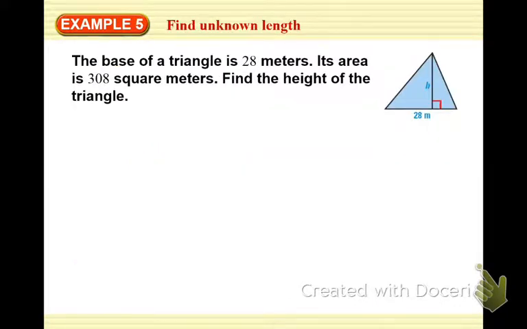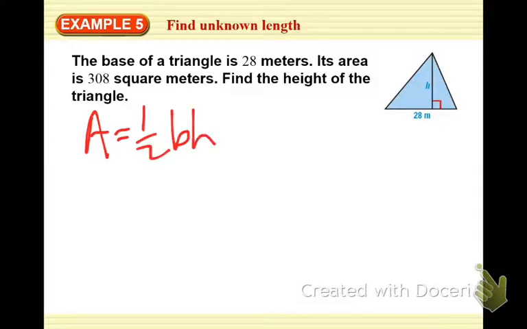The base of a triangle is 28 meters. Its area is 308 square meters. Find the height of the triangle. The whole key here is writing the formula. What's the formula for area of a triangle? Brandon? Base times height. Yeah, that's a rectangle. Triangle would be, go ahead. Yeah, it's 1/2 base times height. Area equals 1/2 base times height.